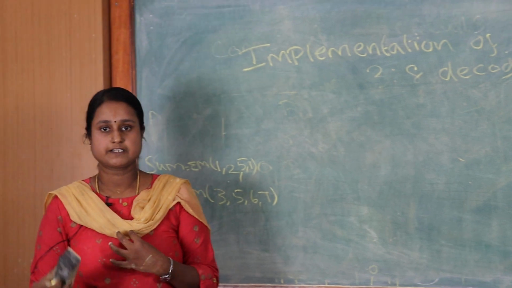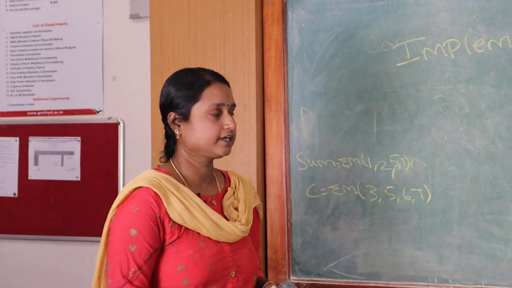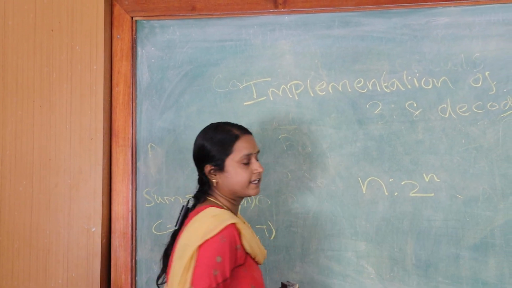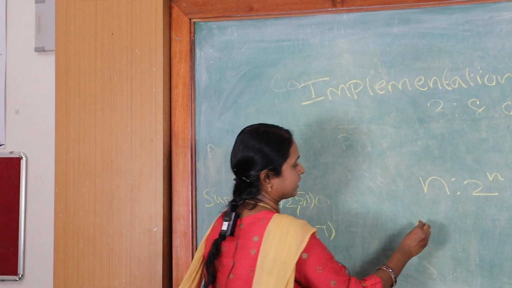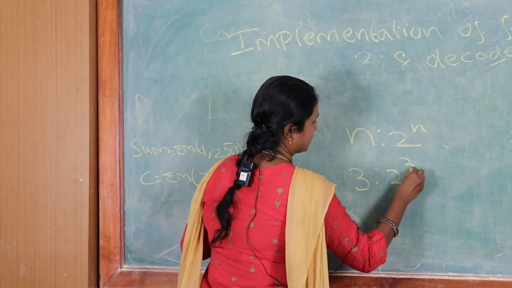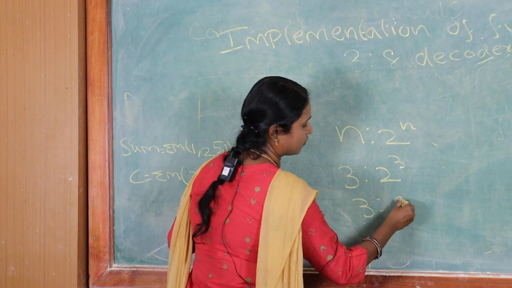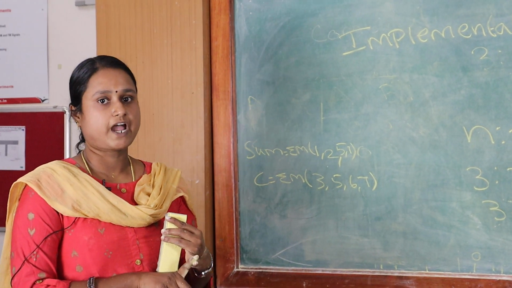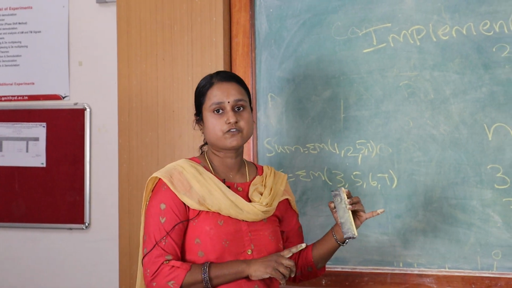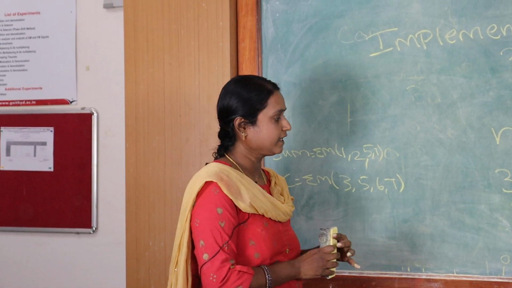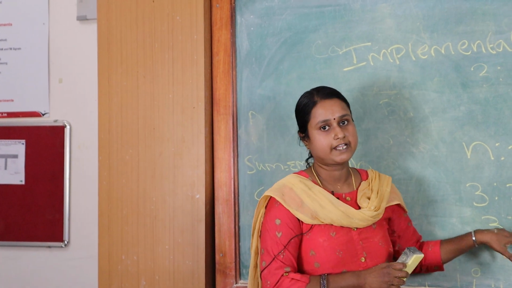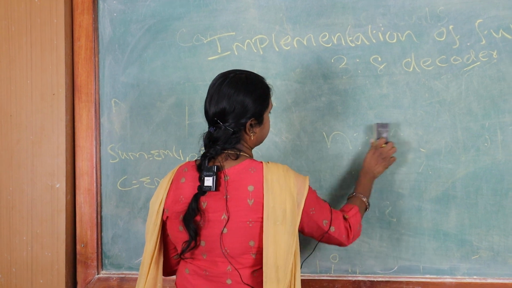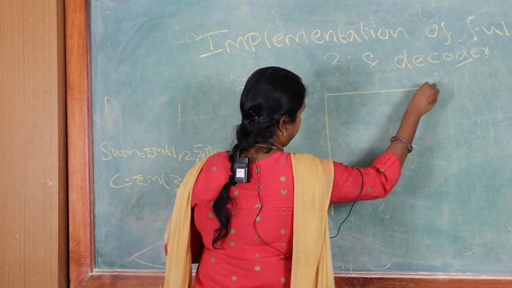Now we have to implement the decoder. For implementing the decoder, we need the formula n to 2 power n. Here we are having 3 bits, so 2 power 3, so I have to design a 3 to 8 decoder. As I said before, we have to define what we have to do. So here I have to implement the full adder using a 3 to 8 decoder, and here I need 3 inputs and 8 outputs. Now I have to implement it in the decoder. First we have to draw the decoder structure.